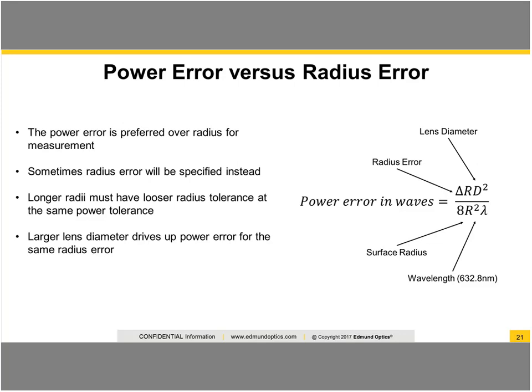So that means that lenses with either very large diameters or very tight radii will often require a larger tolerance on the power error compared to the radius. So if you're specifying one or the other, it's important to keep that in mind. Typically we see those specifications again in terms of power, but radius is also something we can work with.